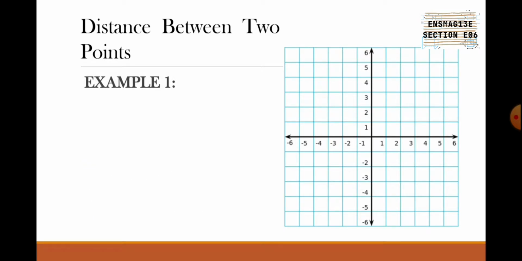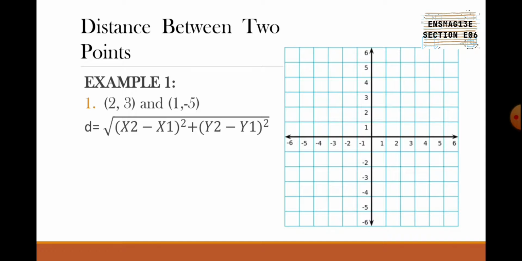Let's try to solve number 1. The distance between (2, 3) and (1, -5). So we are going to use the same formula, the distance formula: square root of (x sub 2 minus x sub 1) squared plus (y sub 2 minus y sub 1) squared. So in our example here, your x sub 2 refers to the x coordinate of the second point, so that is 1, minus the x coordinate of the first point, which is 2. This one is the y coordinate of the second point minus the y coordinate of your first point.